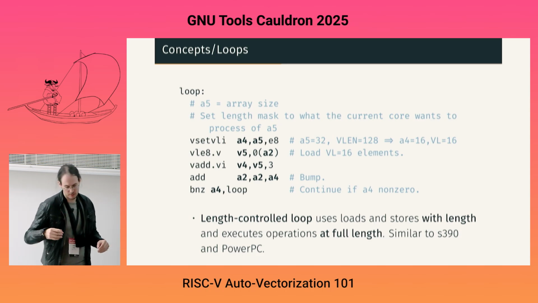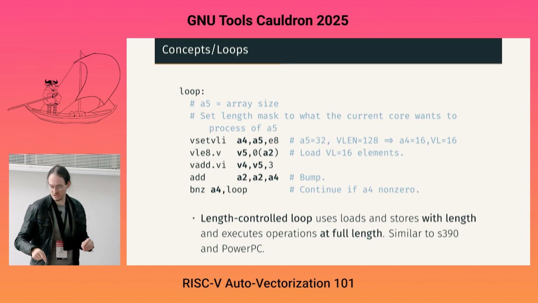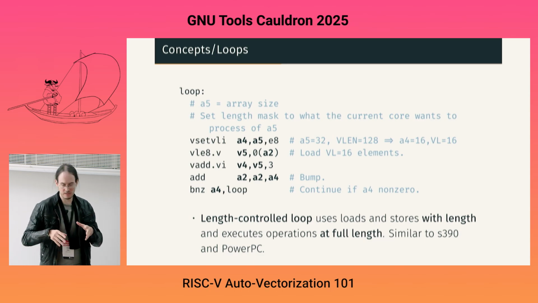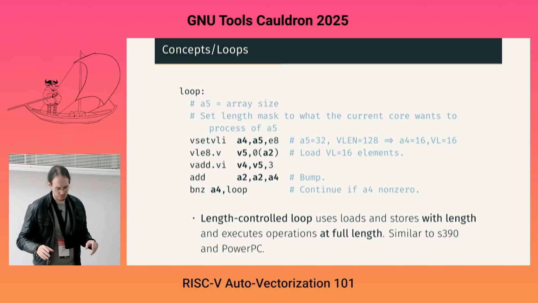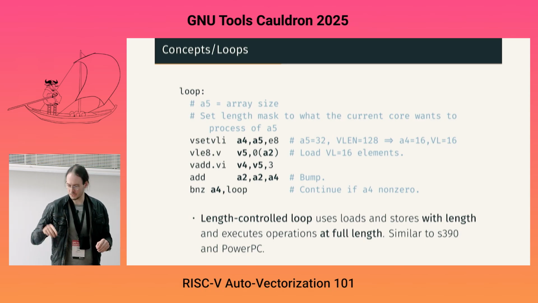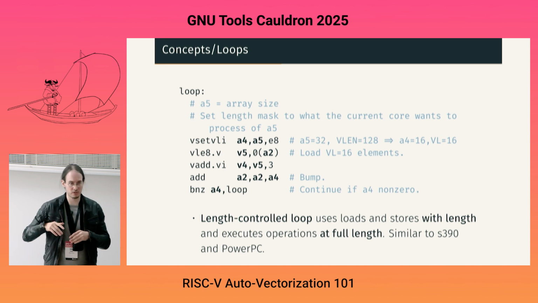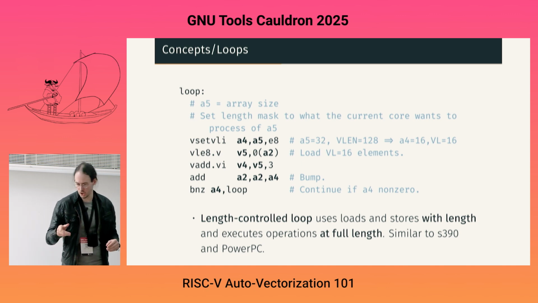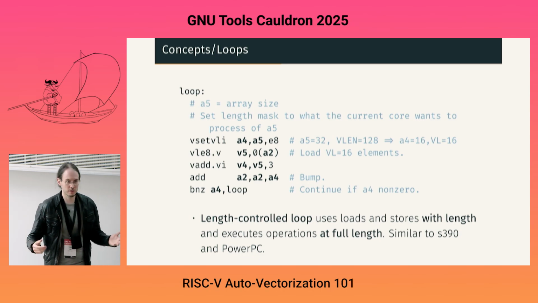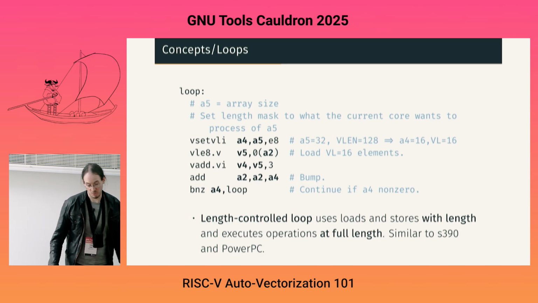So that's what vsetvl actually does: it stores the current target's preferred vector length in A4, and I say preferred because there are intricacies, and then just operates on that for the subsequent operations. That's pretty neat, actually. So you can just branch on A4, and if you're done, you're done. If not, just continue. And that's how we do it.